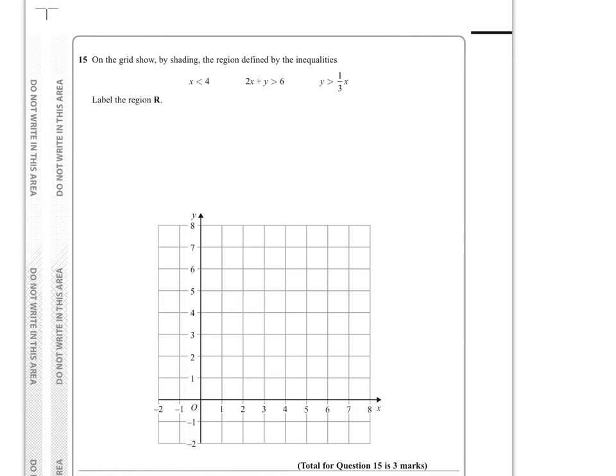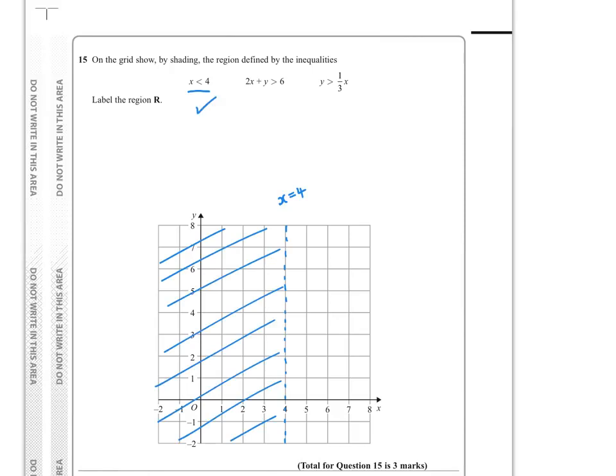Question 15. On the grid below, we've got to shade the region defined by the following inequalities. Well, we want where x is always less than 4. So if we draw a dotted line here to represent x is 4, we want everything less than it. So we can just shade that all in blue, like so.